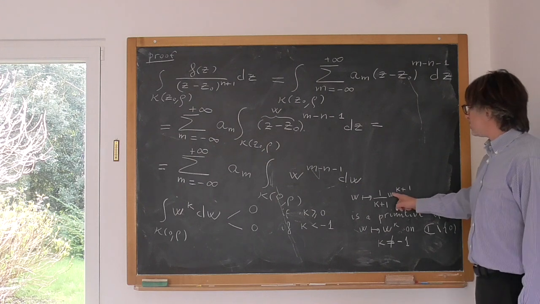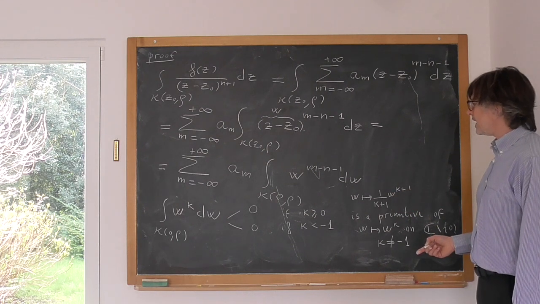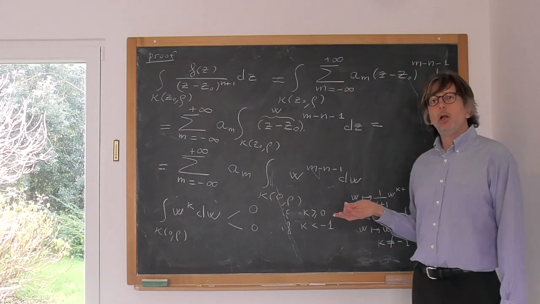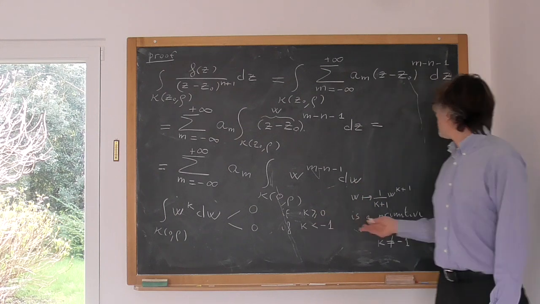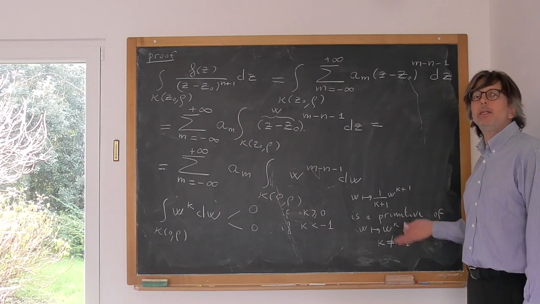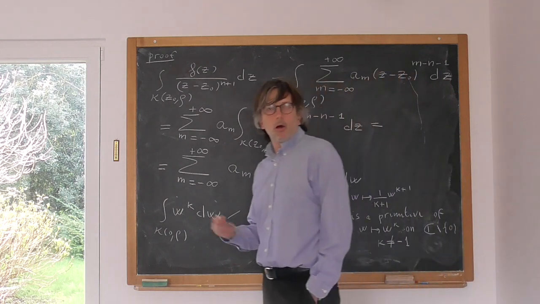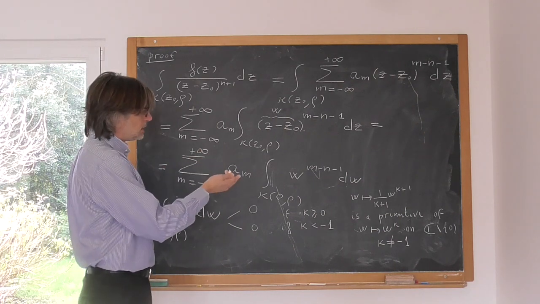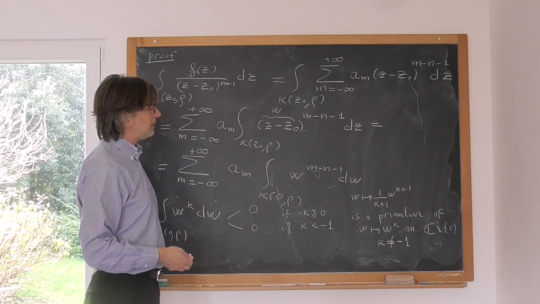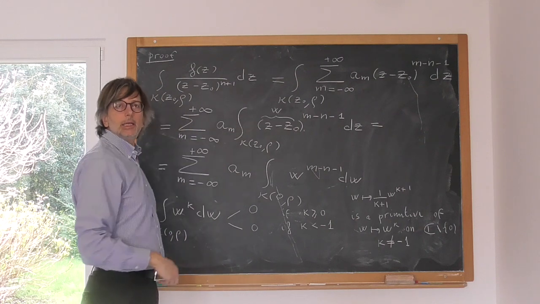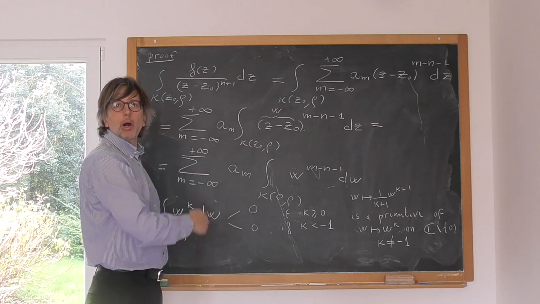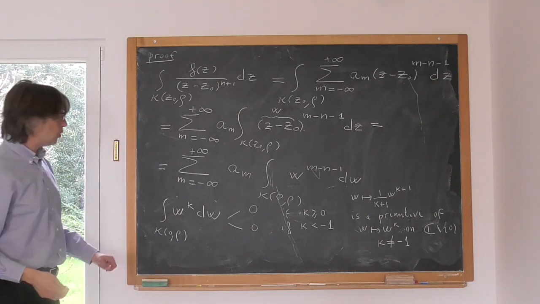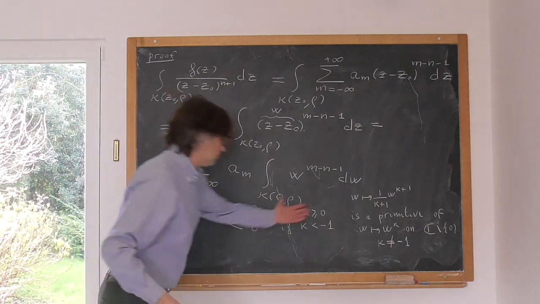What remains? It remains just the case k equal minus 1. In the case k equal minus 1, the function w going into 1 over w does not have a primitive on C minus the origin. Its primitive wants to be the logarithm. But as you know, the logarithm can be defined in the complex plane only if you remove at least something like a half line. You don't have a logarithm defined on the whole C minus the origin. So here we have no primitive, and so this argument doesn't work.